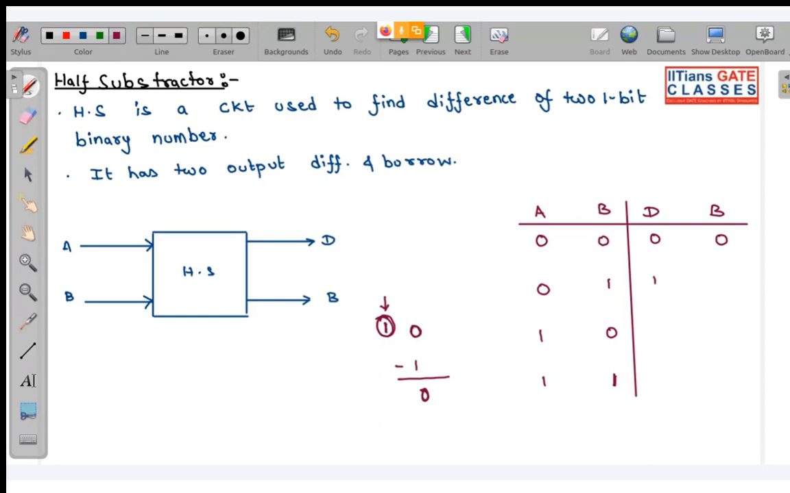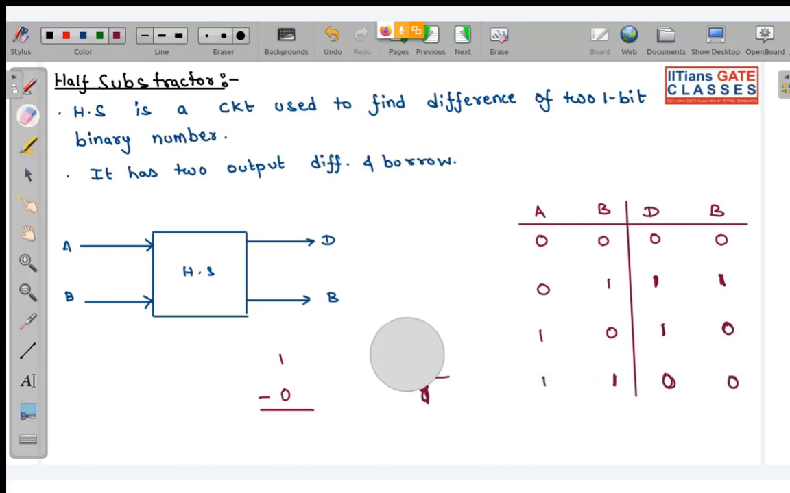So difference will be 1, and even borrow will be what? Borrow will be 1. Okay. Now if I do 1 minus 0, your difference will be 1, borrow will be 0. Now if I do 1 minus 1, difference is 0, borrow will also be 0.